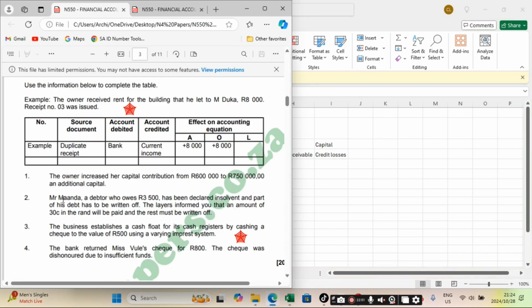So they're saying Mr. Manda, a debtor who owes the business 3,500, has been declared insolvent and part of his debt has to be written off. The lawyer informed you that 30 cents in the rand will be paid and the rest will be written off. So if 30 cents in the rand will be paid, the rest being what? 70 cents. So 70 cents of the rest will be written off. So let's go to our calculator.